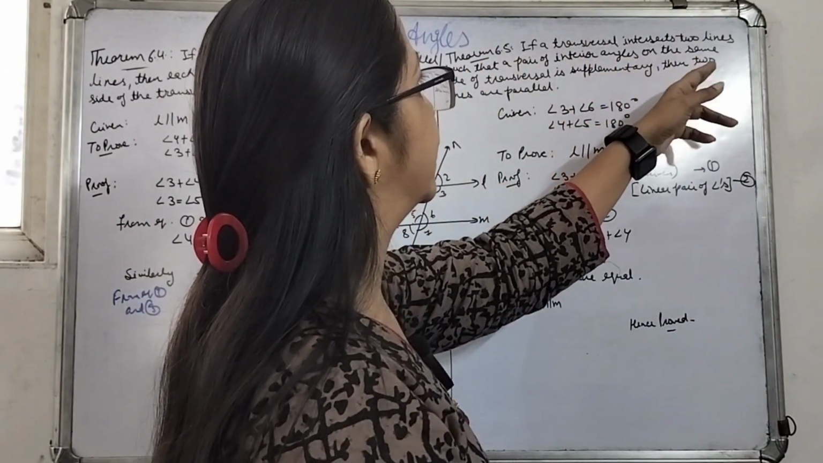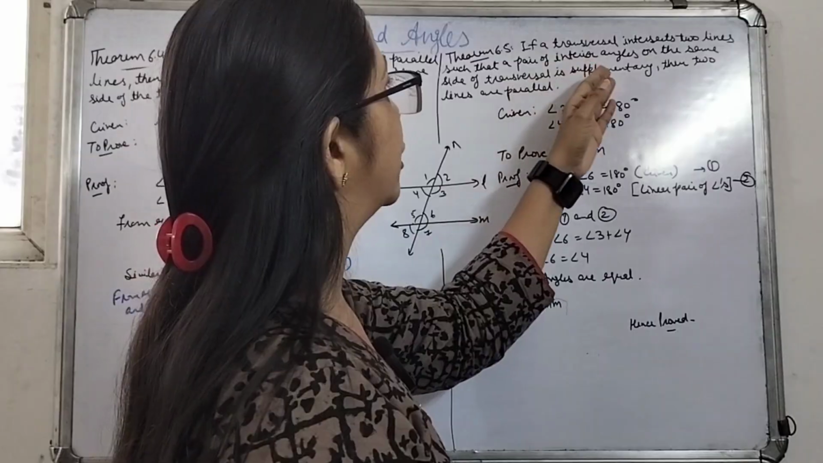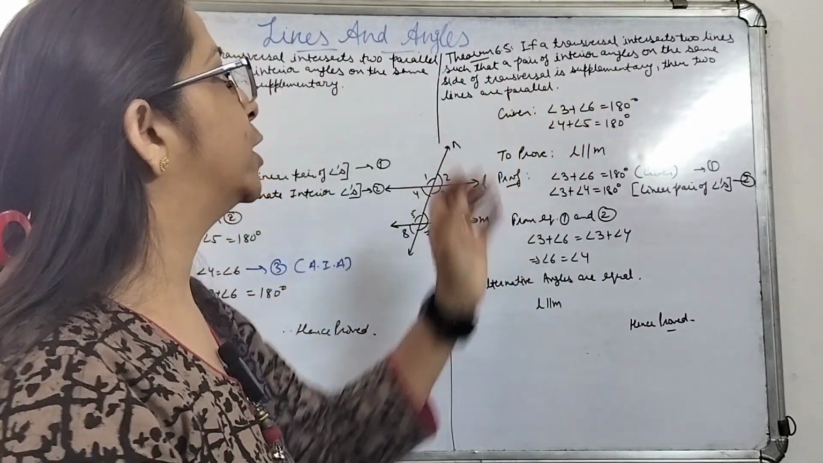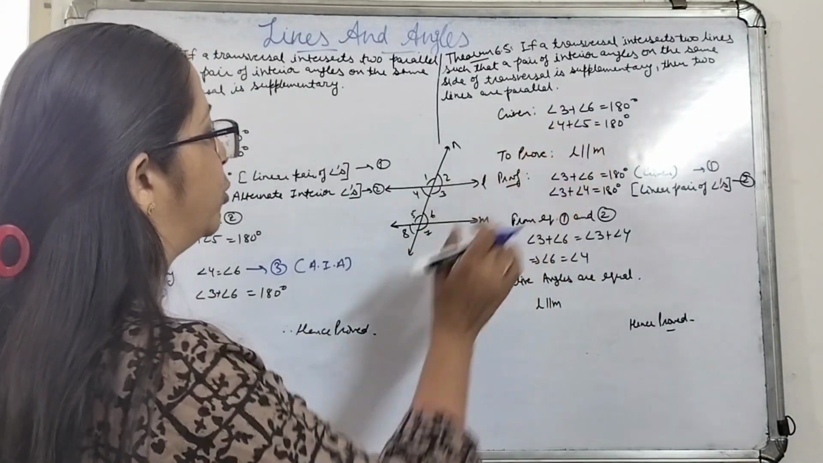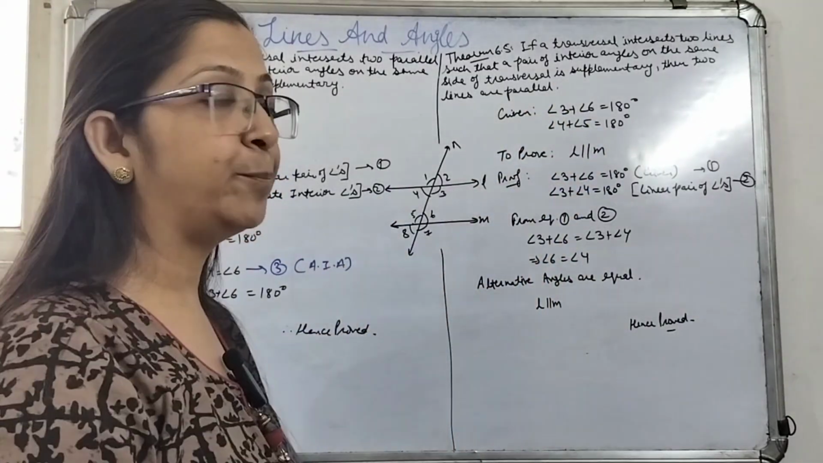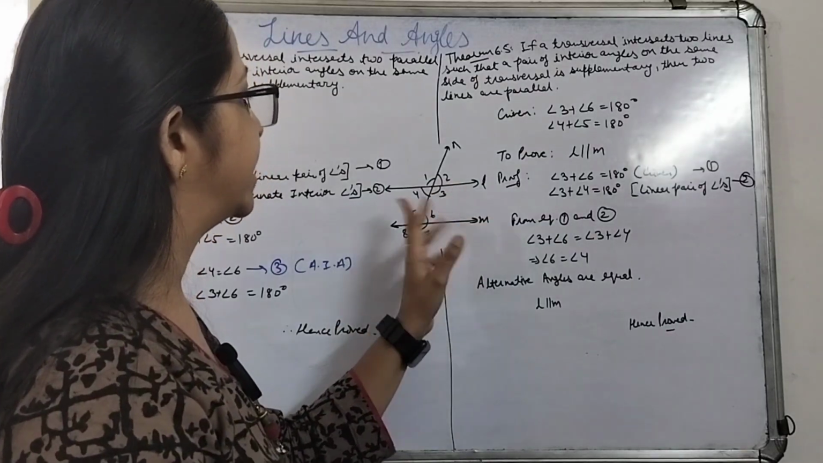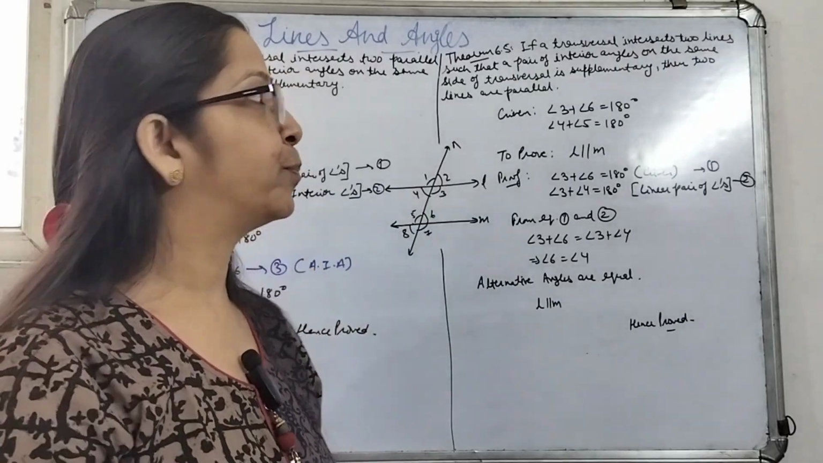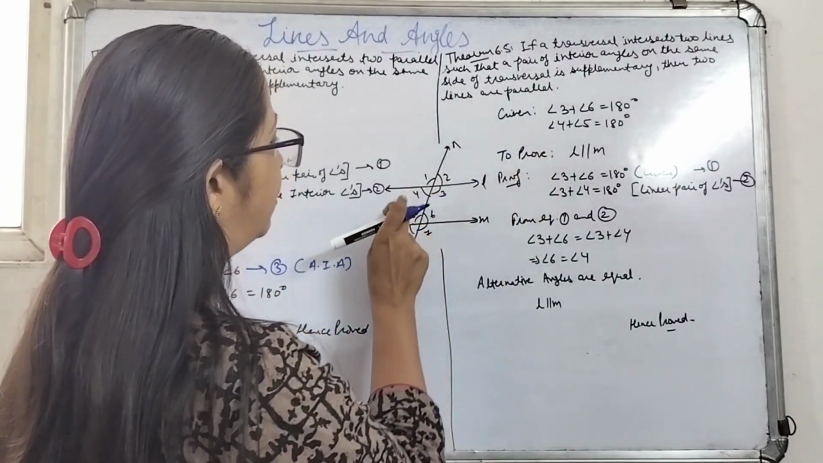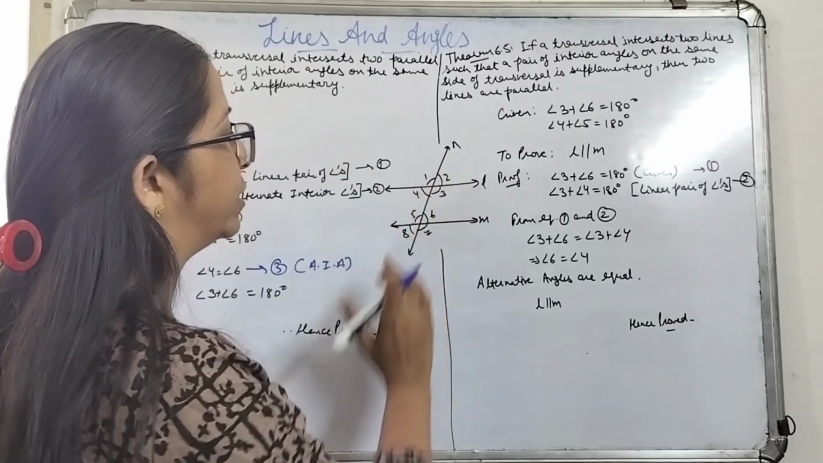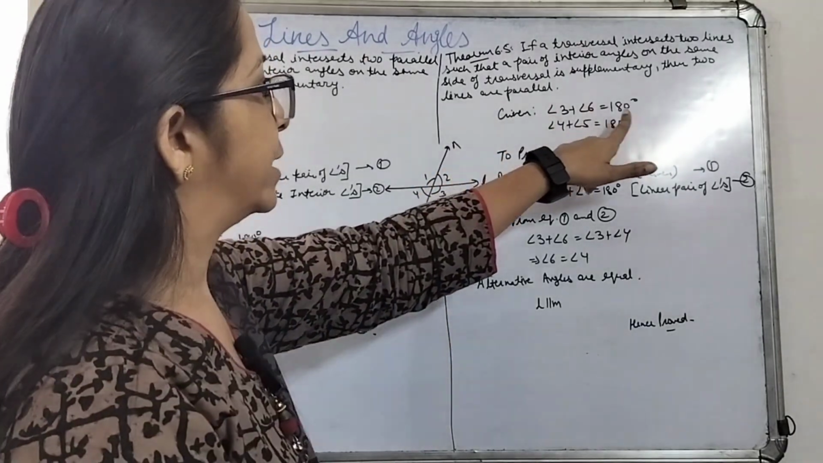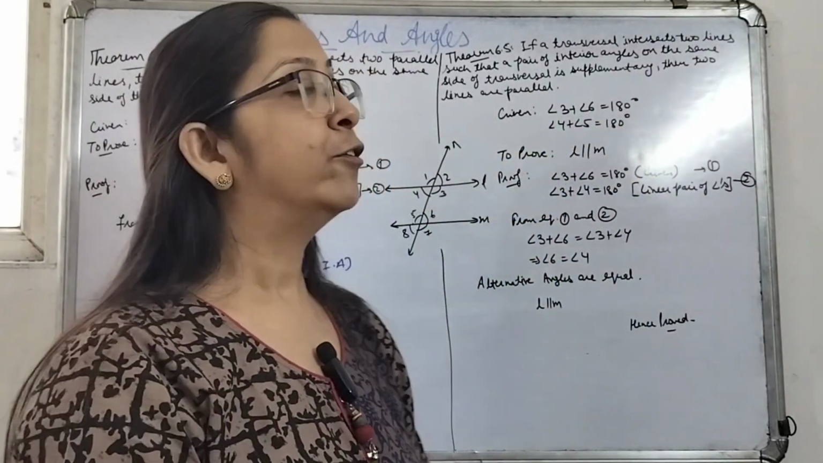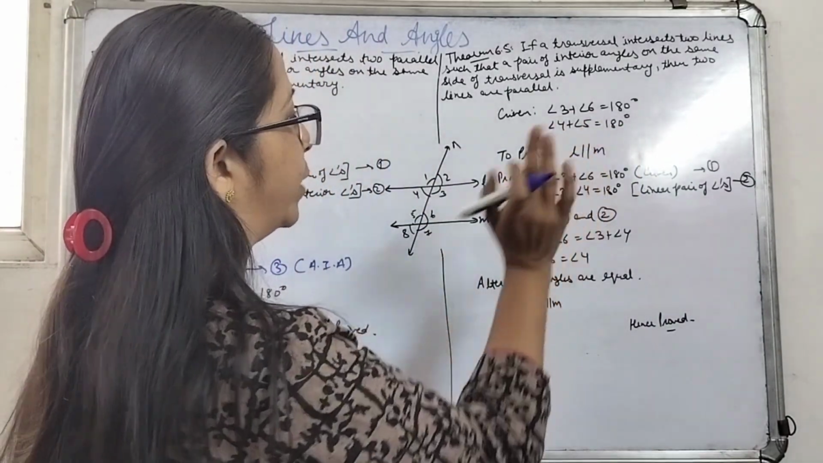If a transversal intersects two lines such that a pair of interior angles on the same side of the transversal is supplementary, then the two lines are parallel. Here it is given to us that angle 4 plus angle 5 is 180. It is also given that angle 3 plus angle 6 is 180. We have to prove that line L is parallel to line M. The sum of interior angles on the same side of the transversal is 180, so angle 3 plus angle 6 is 180 given, and angle 4 plus angle 5 is 180 is also given to us.